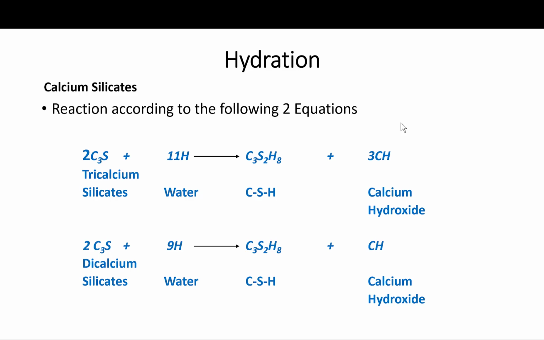As you can see, these reactions are stoichiometrically very similar, different only in the amount of calcium hydroxide formed. As you can see here, the C3S combined with 11 molecules of water will give us this compound. This is calcium silicate hydrate gel. I'll talk about it in the next slide. The same thing here.